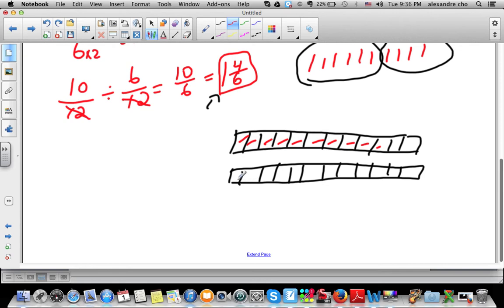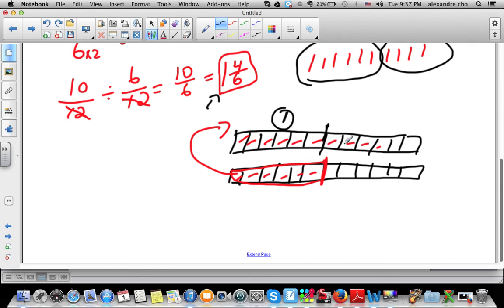At the bottom I have 6. So, how many times can these 6 fit in this group on top? Again, I want to make groups of 6. So I can make 1, 2, 3, 4, 5, 6, up to here will be one group.